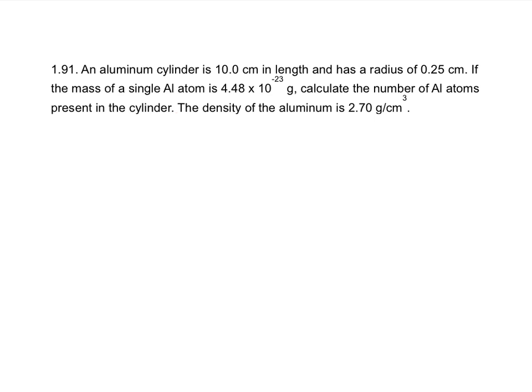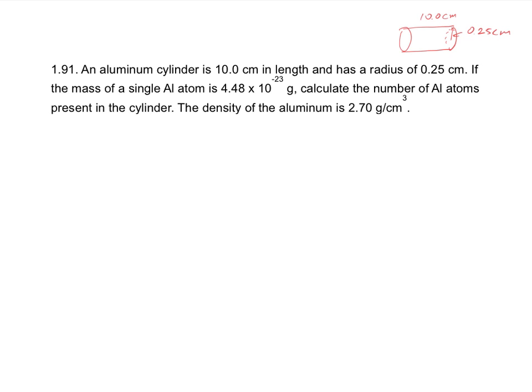And we are given the density of the aluminum as 2.70 grams per cubic centimeter. So the problem is, we have a cylinder. Let's try to draw a cylinder here. Okay, then it is 10.0 centimeters long and has a radius of 0.25 centimeters.